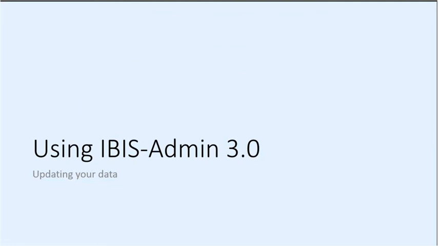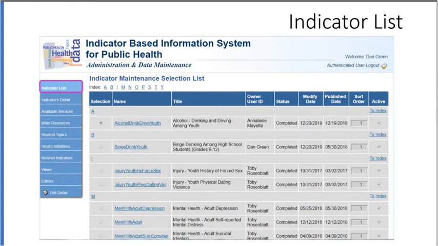Okay, so IBIS Admin 3.0. This is the indicator list page. It looks pretty much the same as it did in version 2.3. And after you log in, you should see a list page with all the indicator reports that you have permission to access and modify. For this video, I've logged in as our YRRS survey coordinator, data steward, aficionado extraordinaire, Dan Green, and I'm going to look at the alcohol drinking and driving among youth indicator.